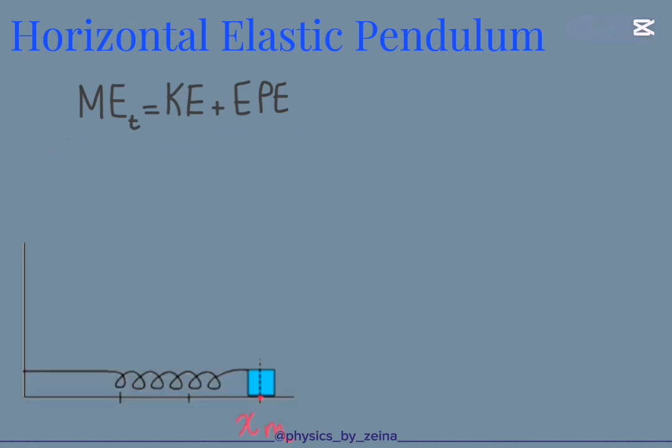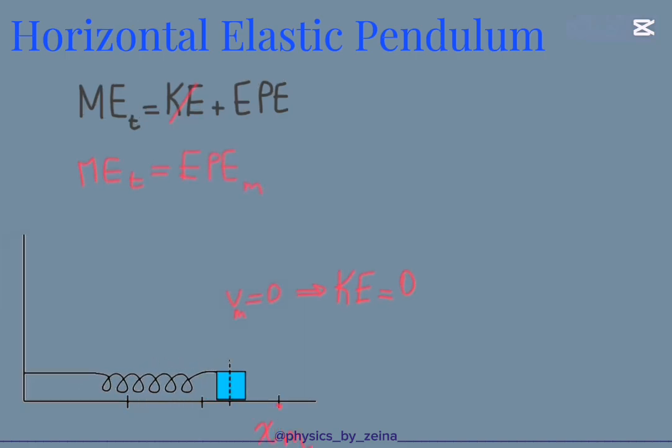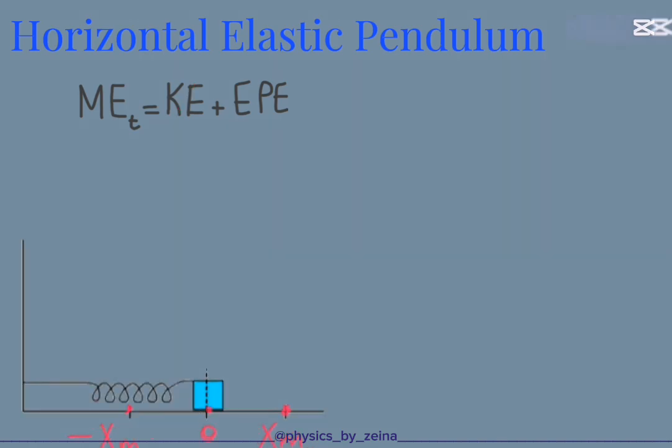At maximum elongation, v is equal to 0, so the kinetic energy is equal to 0. Thus, the EPE is equal to the mechanical energy, which is at its maximum. The same thing applies to the maximum compression. However, at the origin O, the EPE is 0, where the kinetic energy is at its maximum, equal to the mechanical energy.